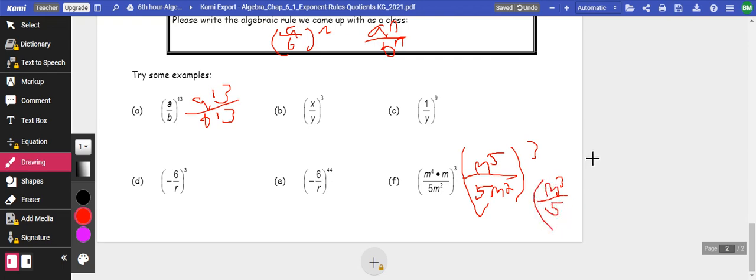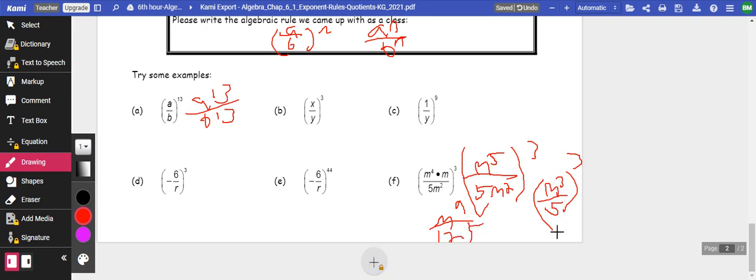And then this is to the third. So m to the third to the third, we remember that's the power rule. So we've done the product rule to get m to the fifth. We've done the quotient rule to get m to the third over 5. And now we're doing the power rule to get m to the ninth over 5 times 5 is 25 times 5 is 125.